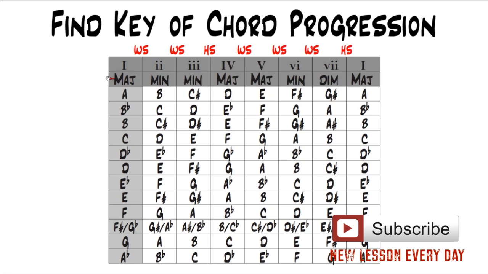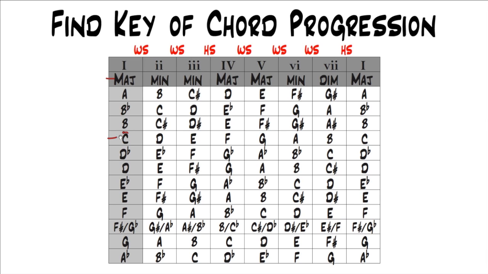So if we look starting with the first column, which we know is major because we had a C major to start with, we have that C major in the key of C. The next chord was a D, so if we look through the key of C, we find a D, but that was a D major, and what we have in the key of C is a D minor. So we know that a D major does not fit in the key of C, so now we have to look in another key to find what key that progression is in.